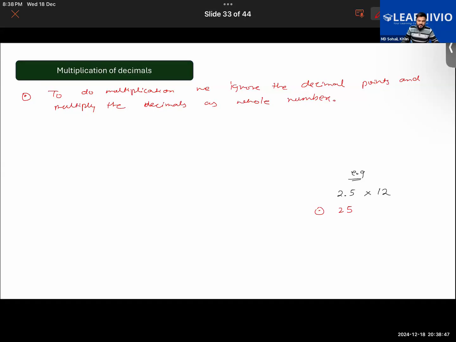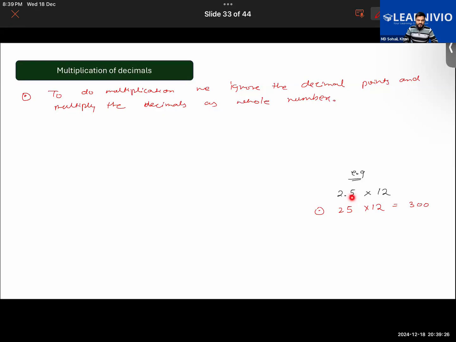So first you have to consider them as whole numbers. We ignore the decimals and then do the normal multiplication as we're supposed to do. So this will give you 300. 25 times 12 is equal to 300. Now, count the total number of decimal places in the decimal number. How many decimal places are there? In 2.5, there is only one decimal place.